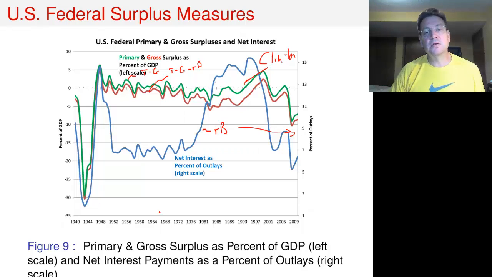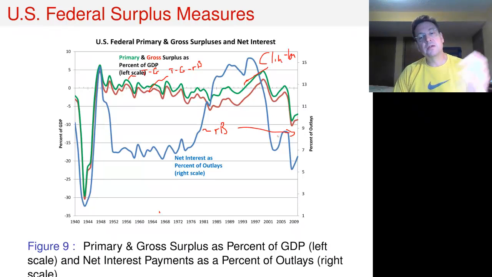Now, one thing that you'll notice, I misspoke. World War II was a time when interest payments on the debt were extremely low. I was reading off the wrong axis. So they were on the order of maybe 2% of outlays. They got quite high during the Reagan administration in the early 80s. And then they came down quite dramatically. This is because there was a decline in the debt.